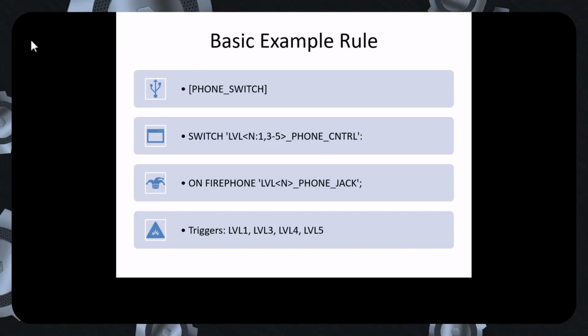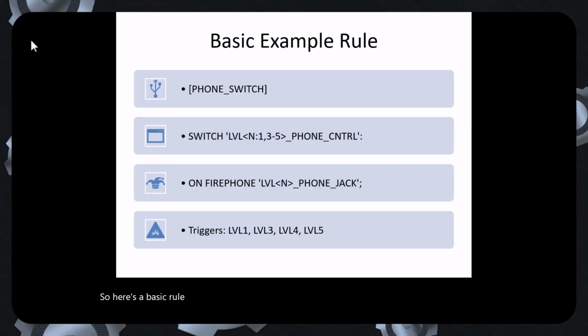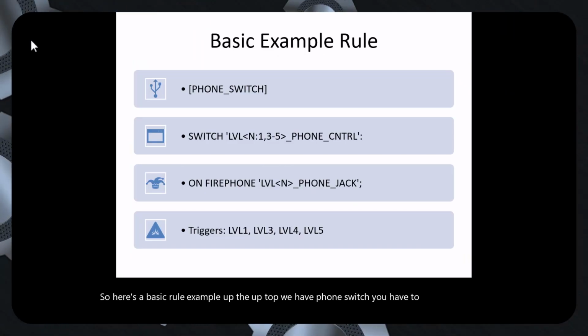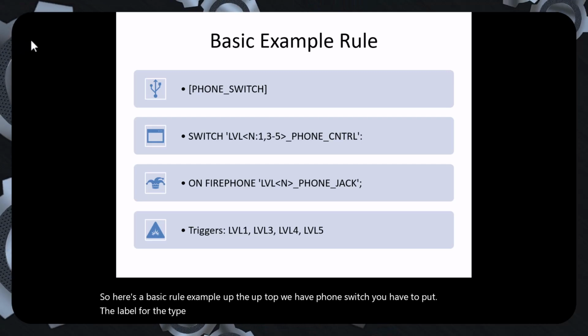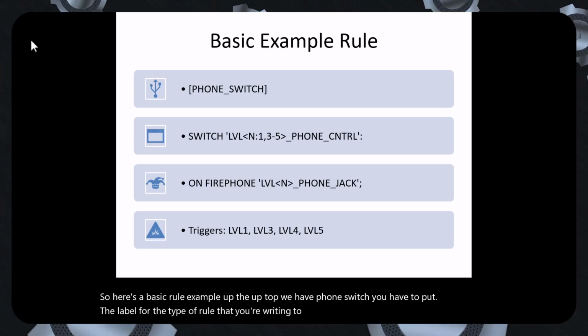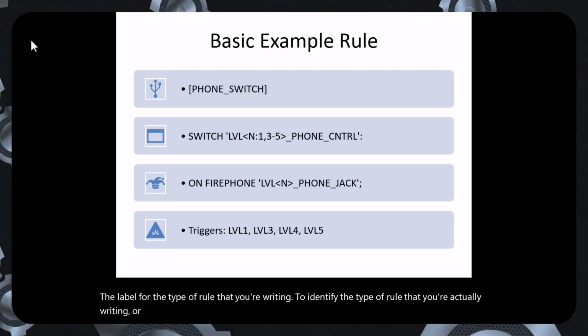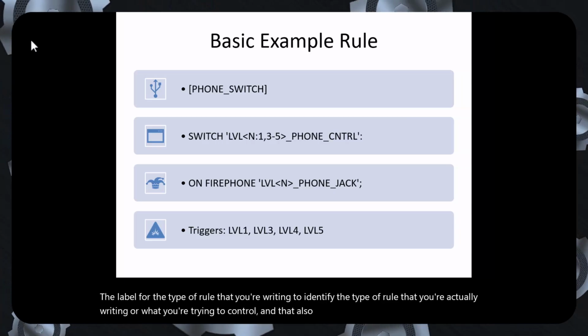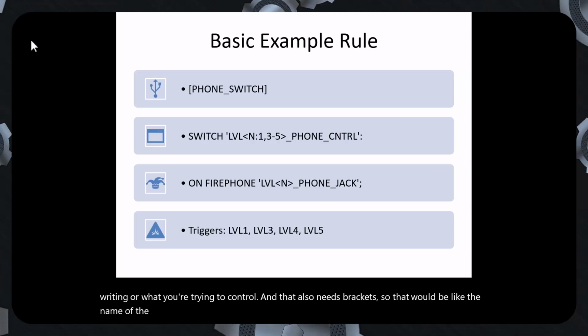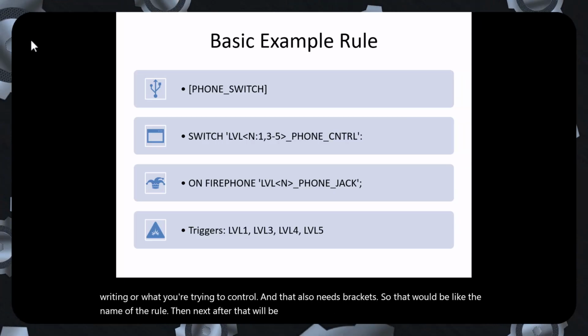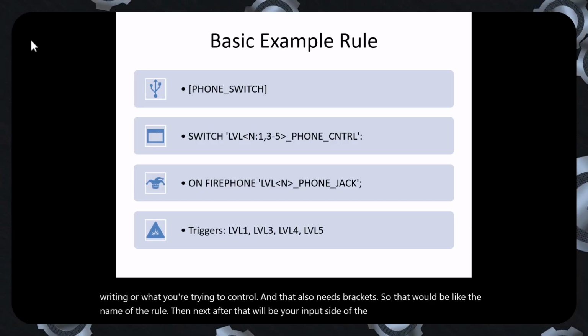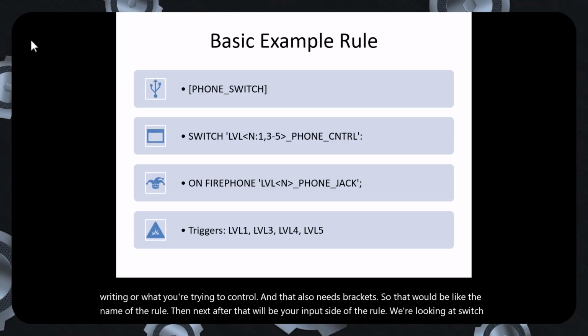So here's a basic rule example. Up top, we have phone switch. You have to put the label for the type of rule that you're writing, to identify what you're actually writing or what you're trying to control. And that also needs brackets. So that'll be like the name of the rule. Then next after that will be your input side of the rule. We're looking at switch level, these levels, phone control.